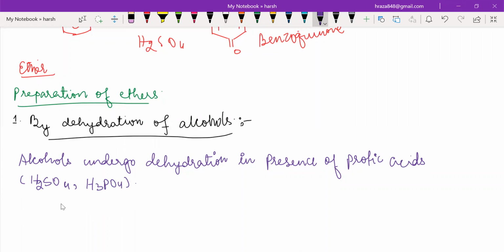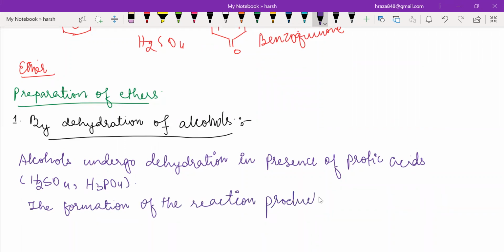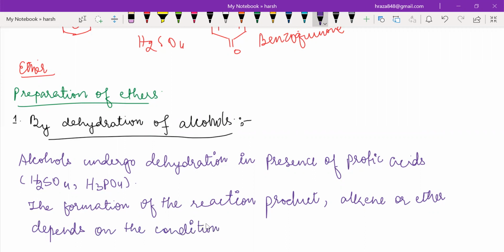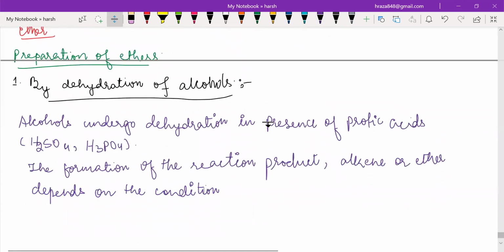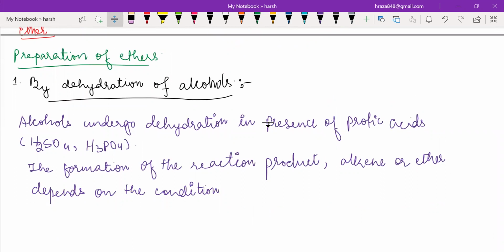The formation of the reaction product, either it will be alkene or ethers, depends on the condition. Like I'm going to show you the dehydration. First write it and let me. Yes, sir.